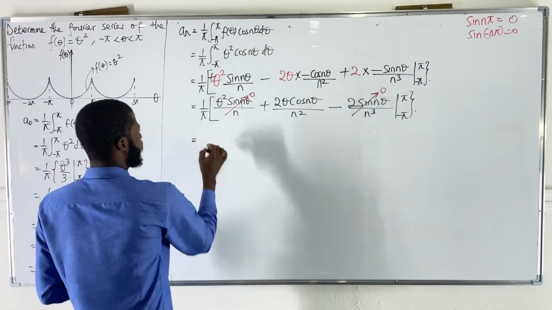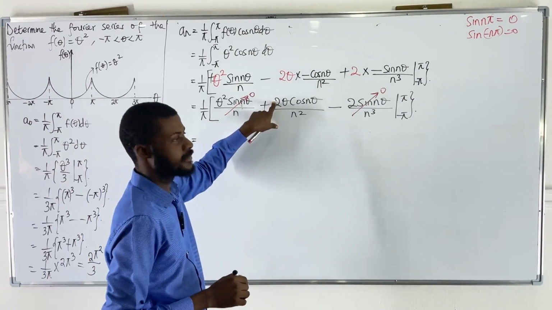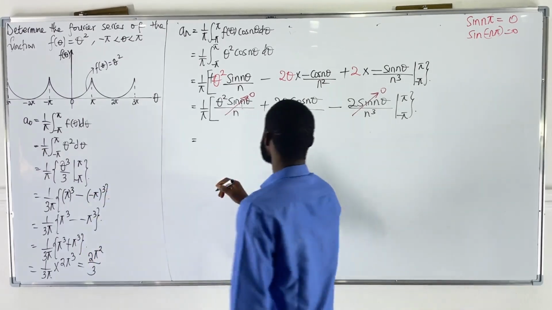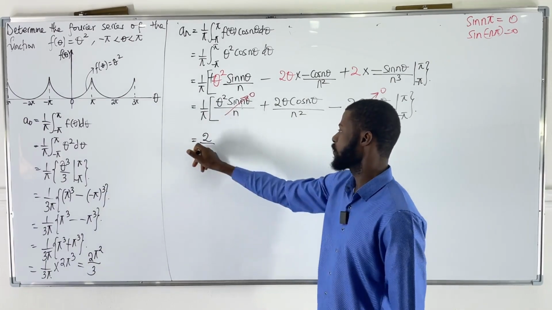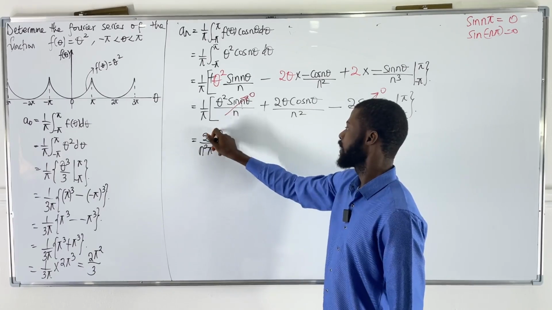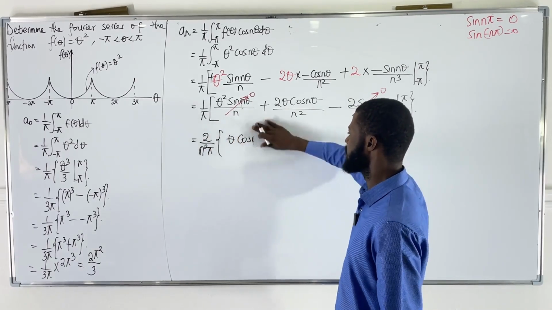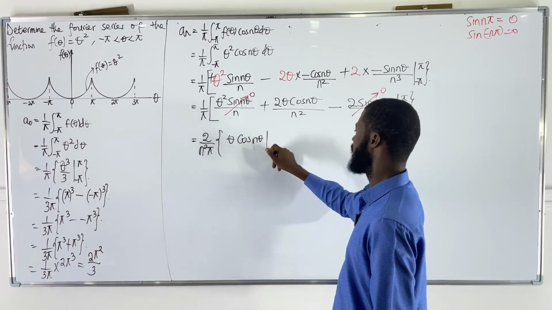Okay. Now, since this is the only useful one, let's notice something. 2 is a constant. n squared is a constant. So let's bring them out. When 2 comes outside, this will now become 2 over n squared. Then don't forget that there's a pi outside before. And then what will be left is theta cos n theta from minus pi to pi.